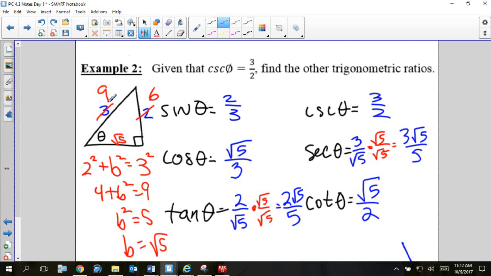And when I put my sine, my opposite over my hypotenuse, and I got 6 over 9, that reduces to 2 over 3. So you might have some that need to be reduced, and we always reduce. So we want the most general sine.